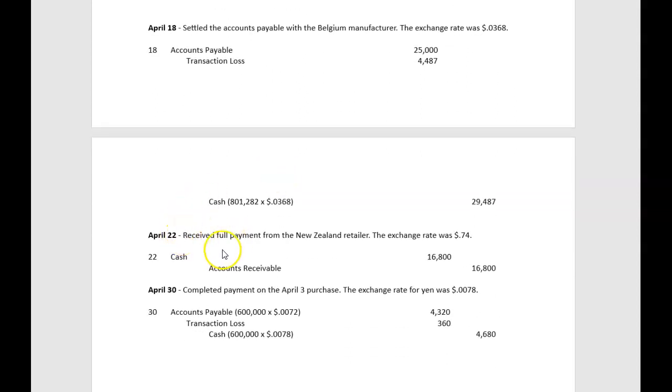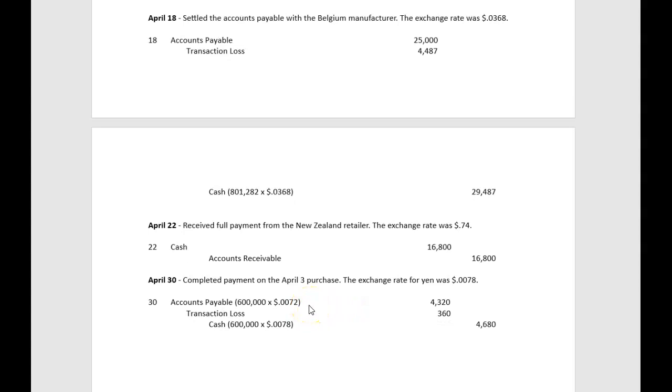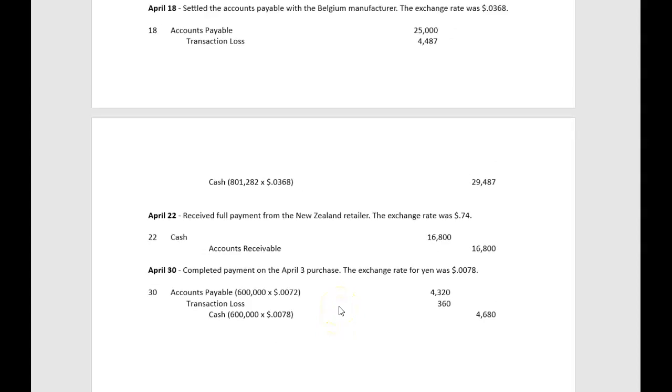And that's pretty much how it goes from there. The cash and accounts receivable for the amount on April 22nd, we had denominated it in dollars, so we'll get the dollars regardless of what the exchange rate was. And then we completed the payment on the yen, and now this time the value had gone up. So we've got a translation loss.